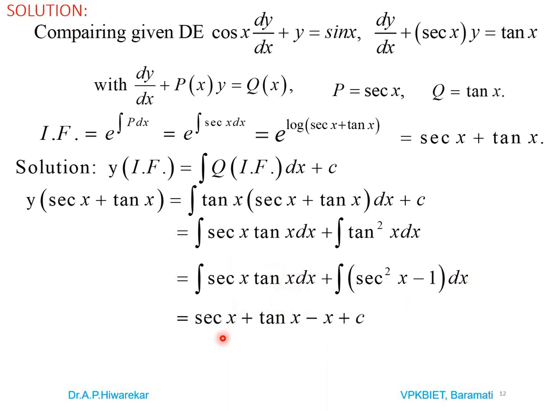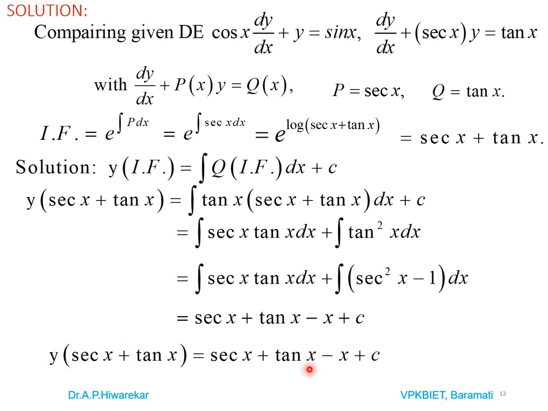Integration of sec x tan x is sec x. Integration of sec square x dx is tan x. And integration of dx is x. So we have right hand side is sec x plus tan x minus x plus c. So final answer is y into (sec x plus tan x), which is equal to sec x plus tan x minus x plus c, which is general solution of given problem.